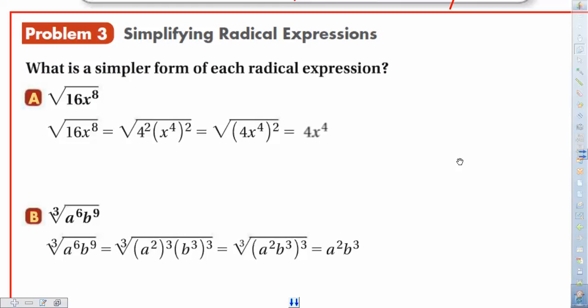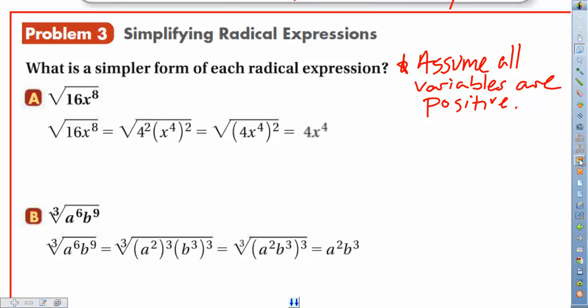So problem 3, let's write a simpler form of each one of these radical expressions. Let's still work under the premise that all the variables we're working with here are positive numbers and not negative numbers. And take a look at how the textbook tries to explain why the square root of 16x to the 8th simplifies to 4x to the 4th.